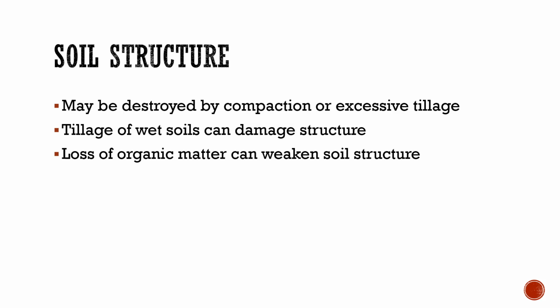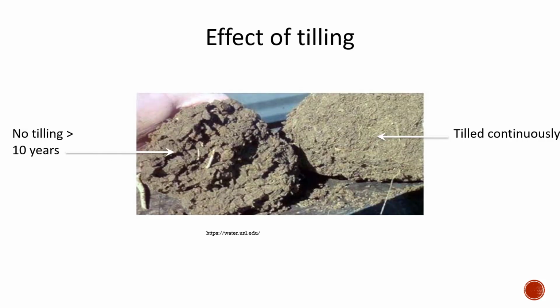Soil structure may be destroyed by compaction or excessive tillage, and tillage of wet soils can damage soil structure. So if you need to till your soil, wait until it's not so wet later on in the spring. And if you lose organic matter, that certainly can help weaken the soil structure. On the left here, we've got no-till soil, and on the right, you've got tilled continuously. You can see some really beautiful aggregation there on the left.